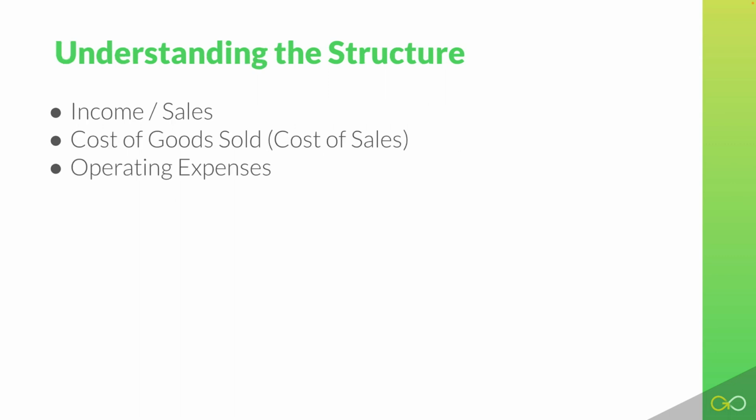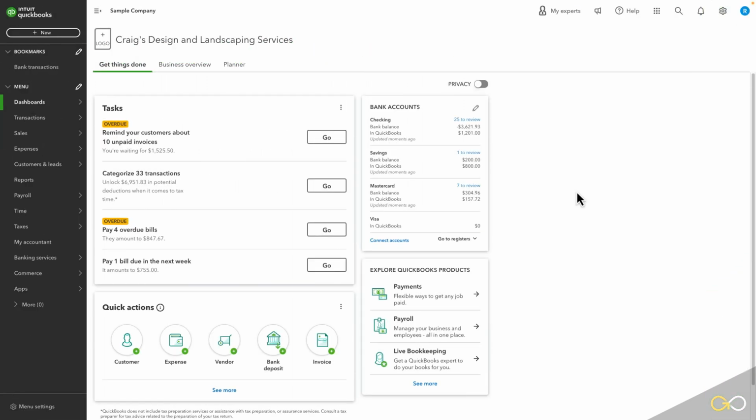No matter which software you're using to prepare an income statement or to review an income statement, it has the same structure. There's income or sales at the top, cost of goods sold or cost of sales in the middle, and operating expenses on the bottom. I think it's easier to understand stuff if you can see it in action and see examples. I'm going to show you 3 examples.